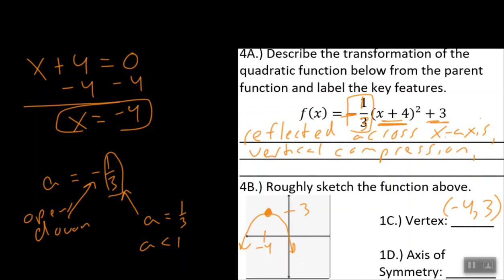Lastly, we can tell from our vertex, from the -4, that we translated left 4, and this is a +3, up 3. And you can kind of see that clearly from the graph.